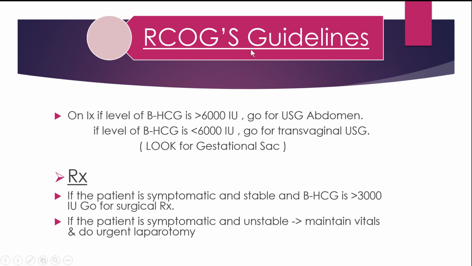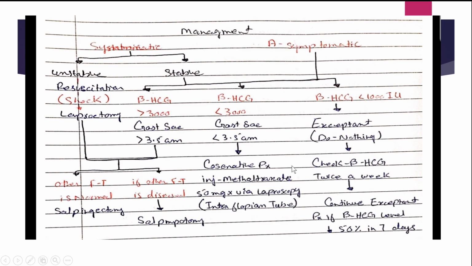Now, RCOG's guidelines are also very important in the treatment options. What does it say? It says that on the basis of the beta HCG levels, on the basis of whether the patient is symptomatic or asymptomatic, and whether the patient is presenting as stable or unstable, the treatment protocols will be different every time. Let's study via a picture. Okay, management of ectopic pregnancy.